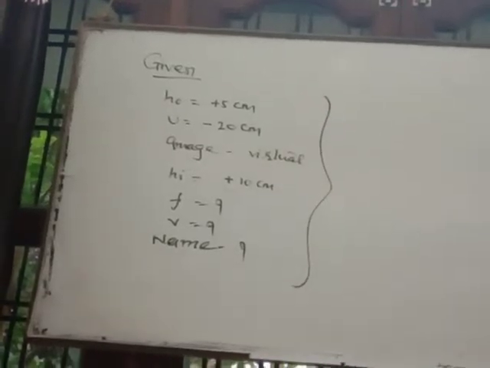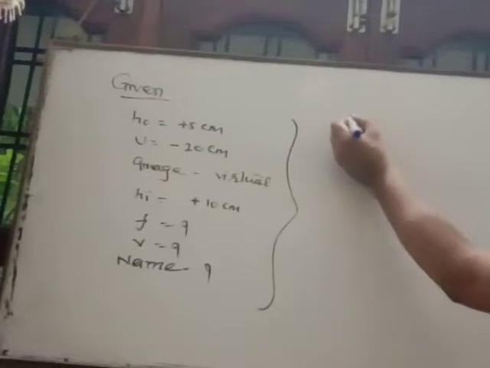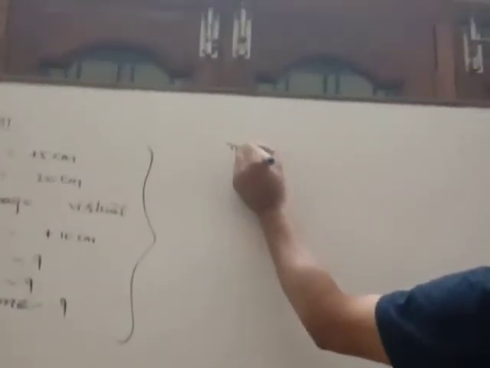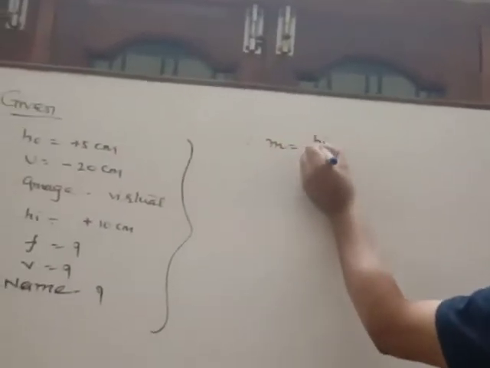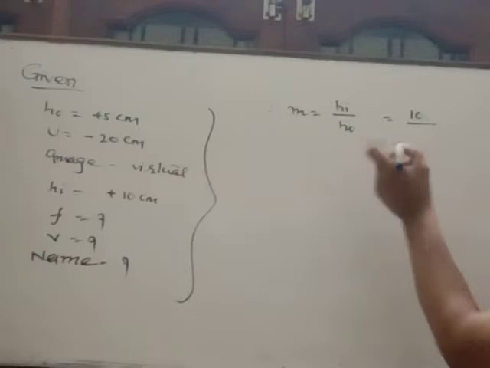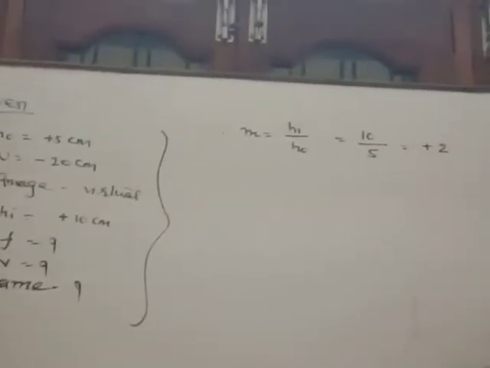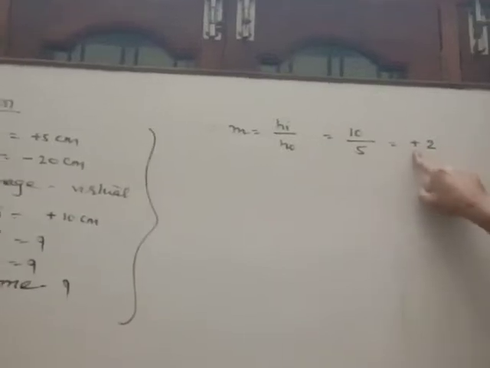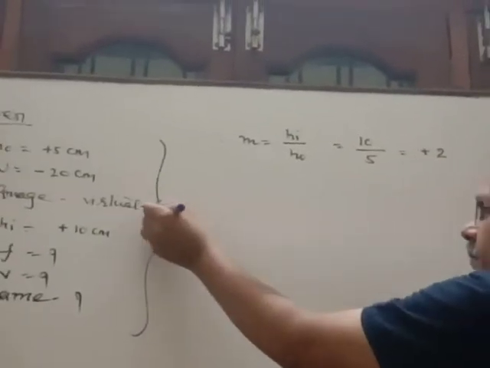So first find out what is its magnification. Since magnification is also equal to Hi by Ho. Hi plus 10, Ho plus 5. That is plus 2. Magnification is positive, so image is virtual. Understood?